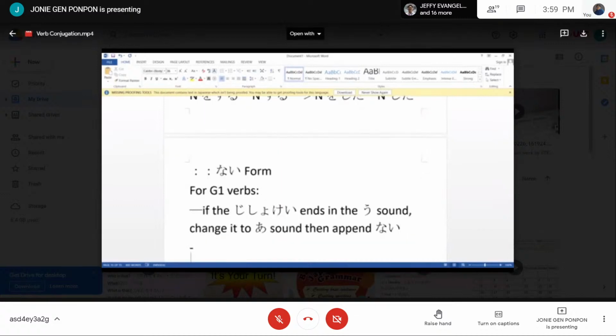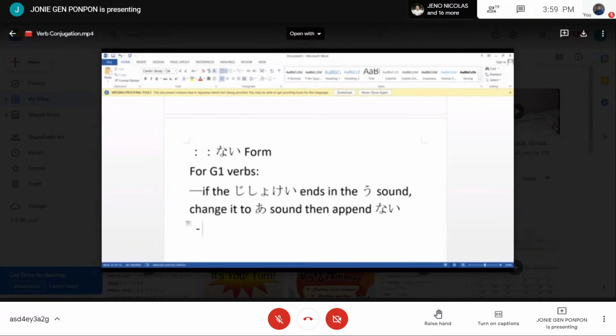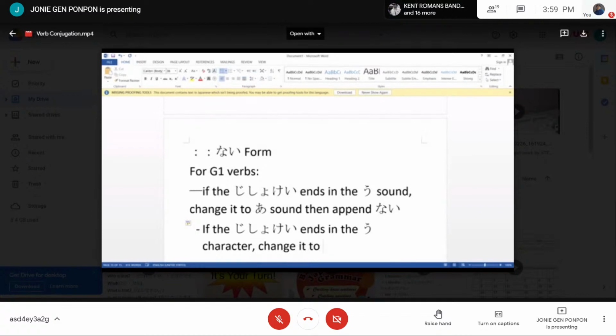Now for the second rule, if the jishuke ends in the u character, change it to wa, then append nai.